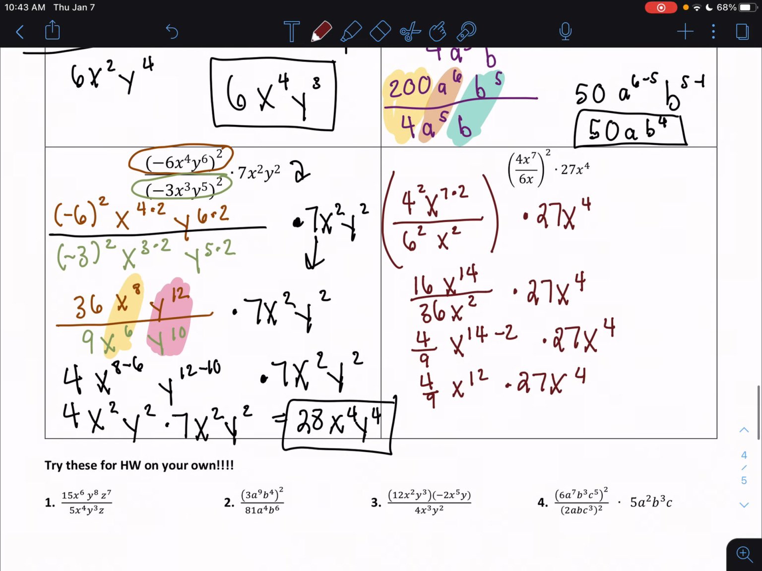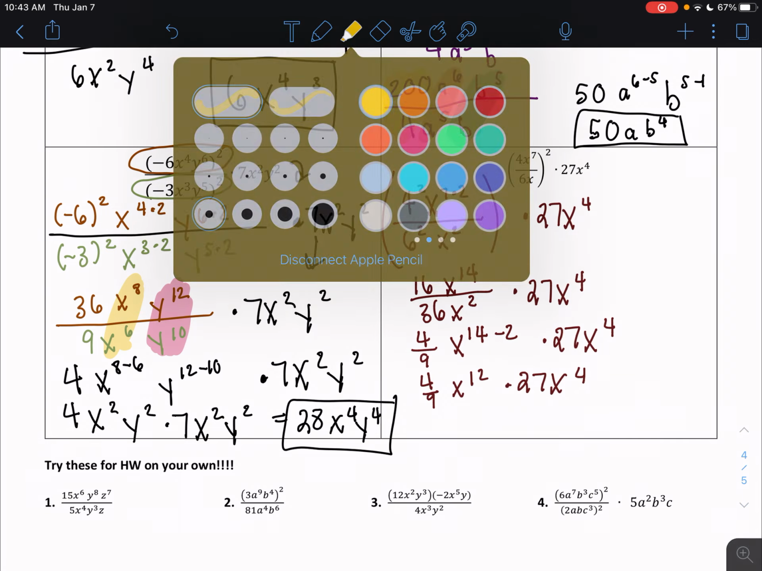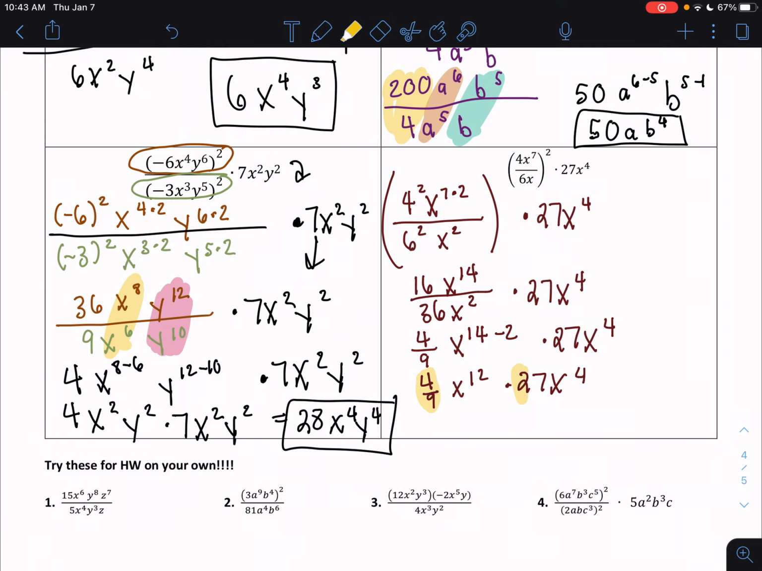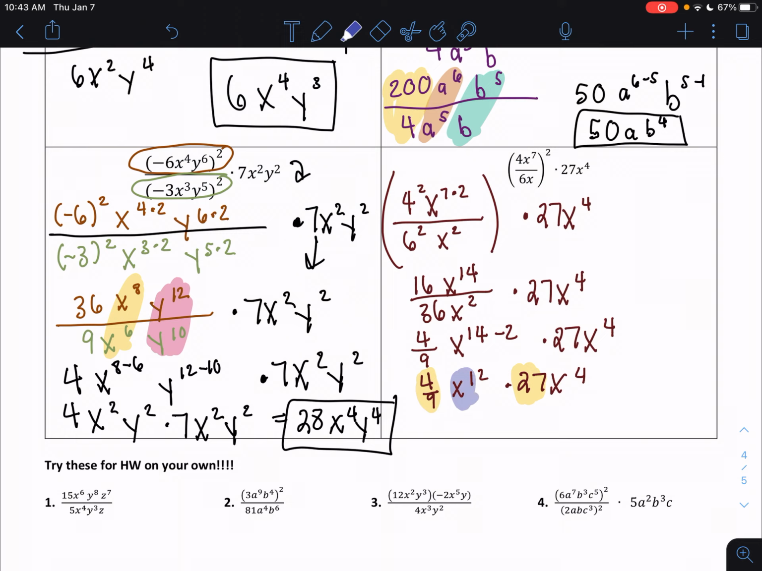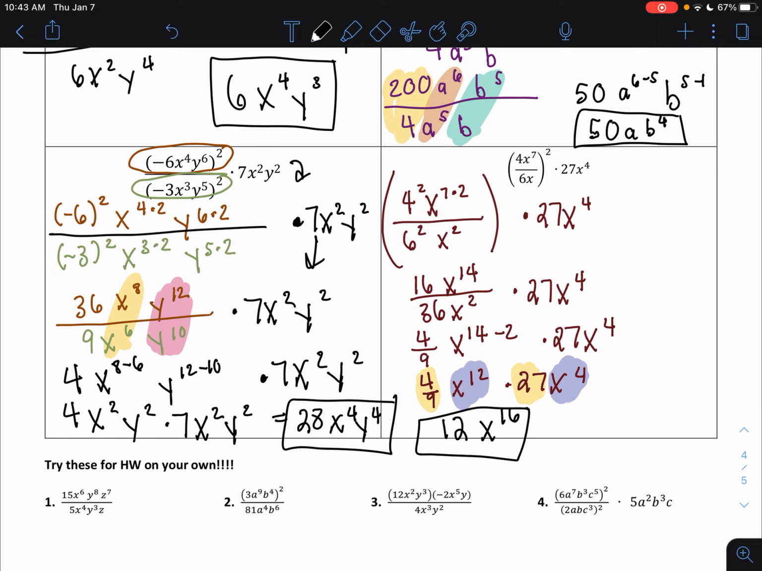And then what are we going to do next? Can we combine anything? Yes, we can multiply 4/9 and 27. And we can also combine this x to the 12th with the x to the 4th by doing what to the exponents? Adding them. So then we would get 12 times x to the 16th, because we did 12 plus 4. And that's our final answer.